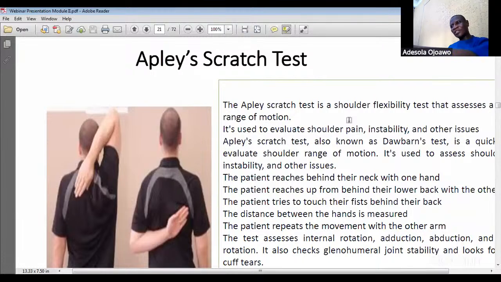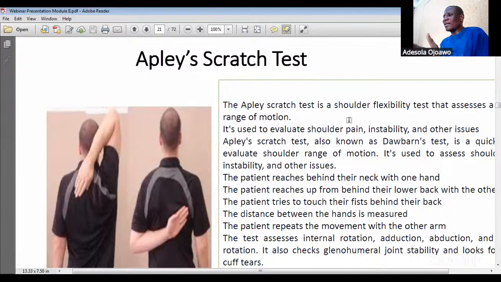And what do you tell the patient to do? Just tell him to possibly touch his back. Take the hand right up and touch the back. So when you touch the back, if the patient is unable to do it, that's a limitation in range of motion. He does that from the front, he does that from the back. Do you understand? The two, right?